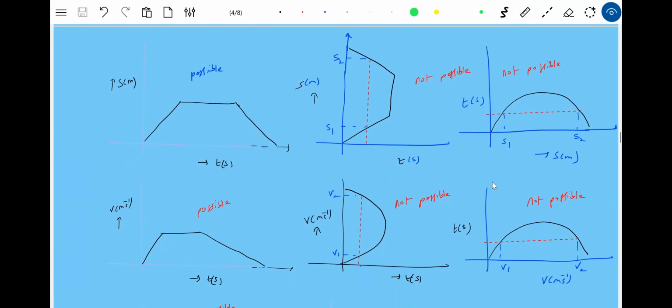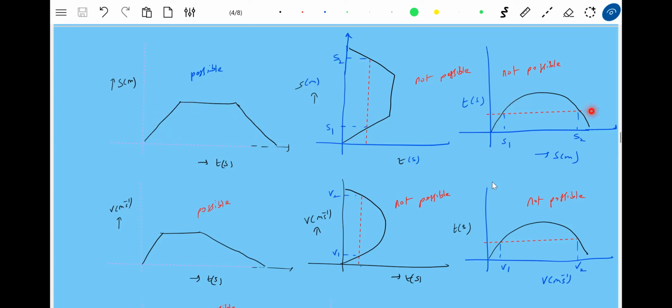Now, which graphs are possible? I'm writing possible. At a given time, you can see this is an s-t graph. First, a uniform velocity motion, then the object at rest, then again uniform velocity motion. This graph is possible. This is not possible, because at a given time it cannot have two different positions.